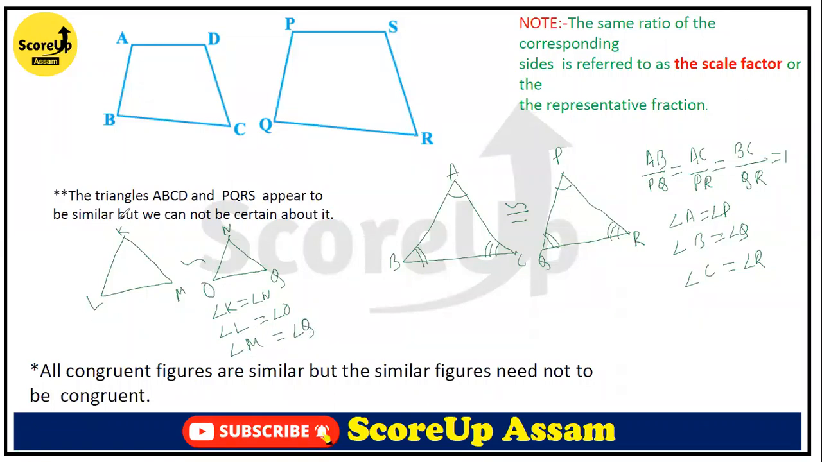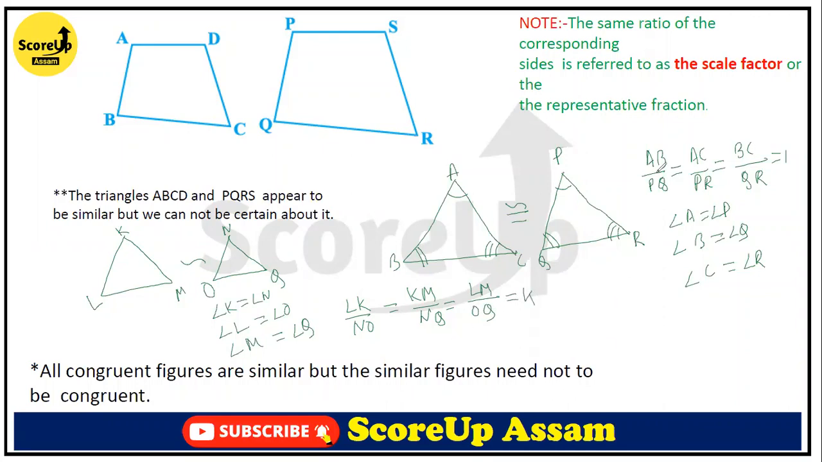But what about if these are similar? Suppose then it will be what? Let me go here. Then it will be LK by NO equal to KM by NQ equal to LM by OP, equal to some ratio, right?